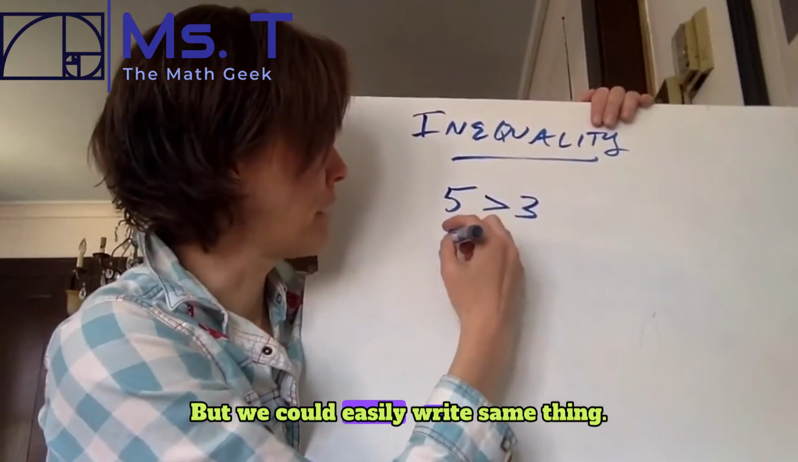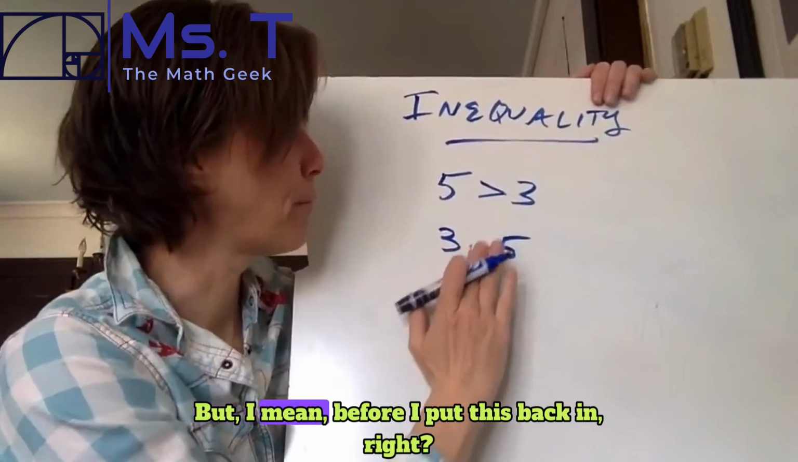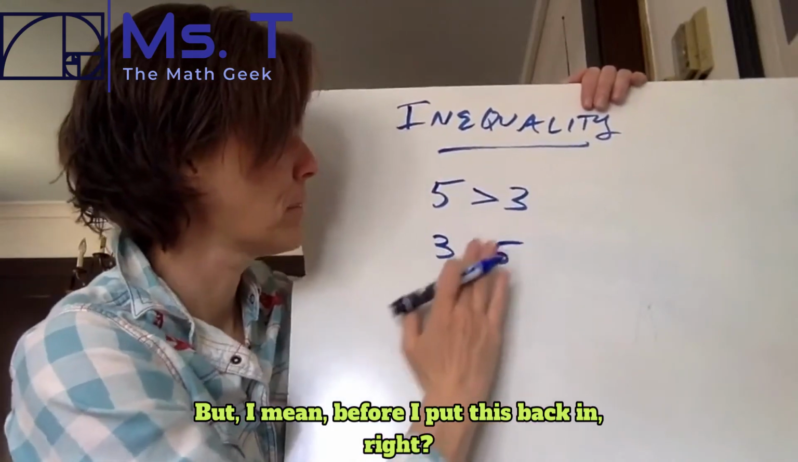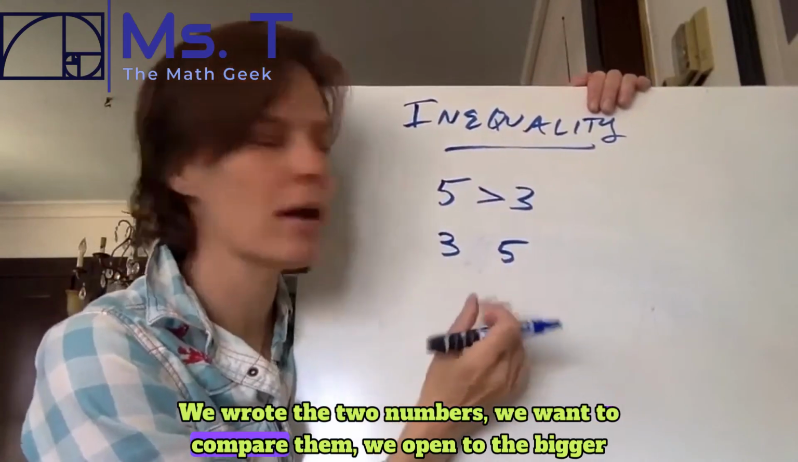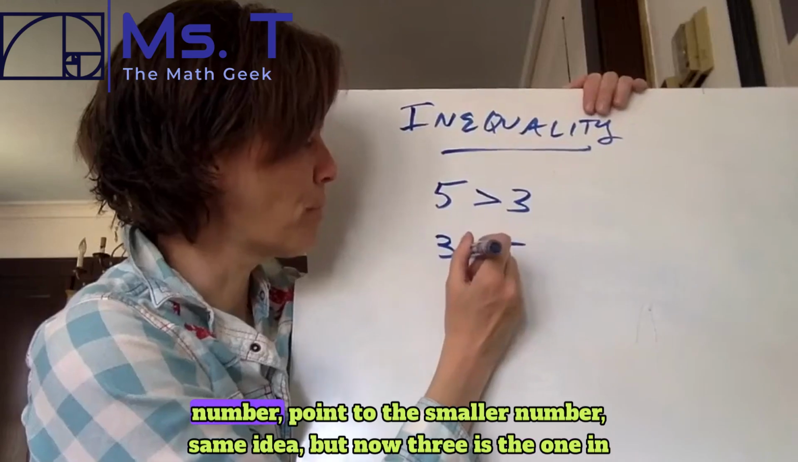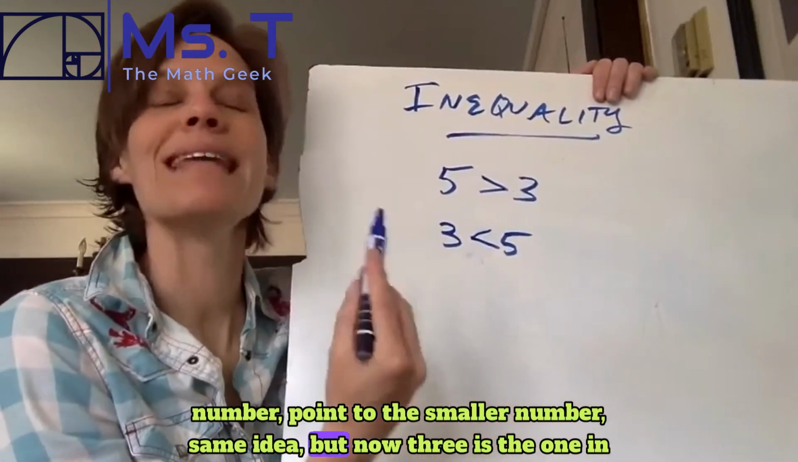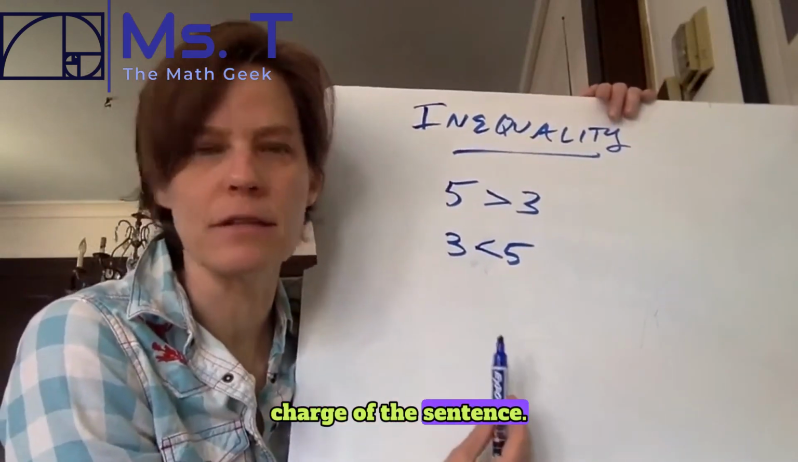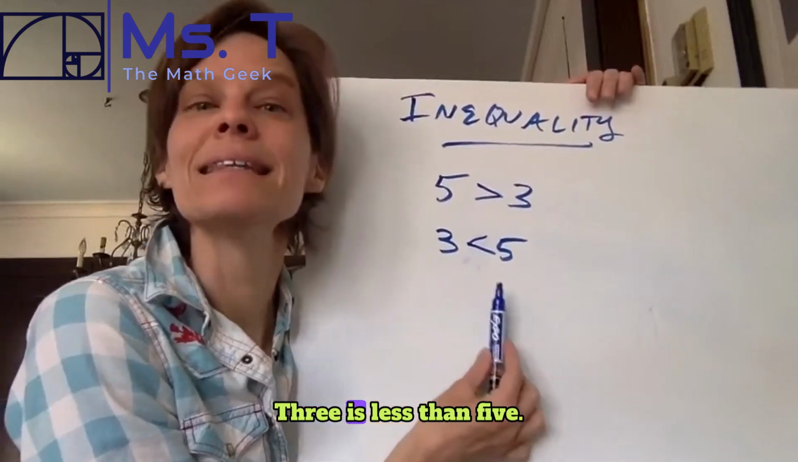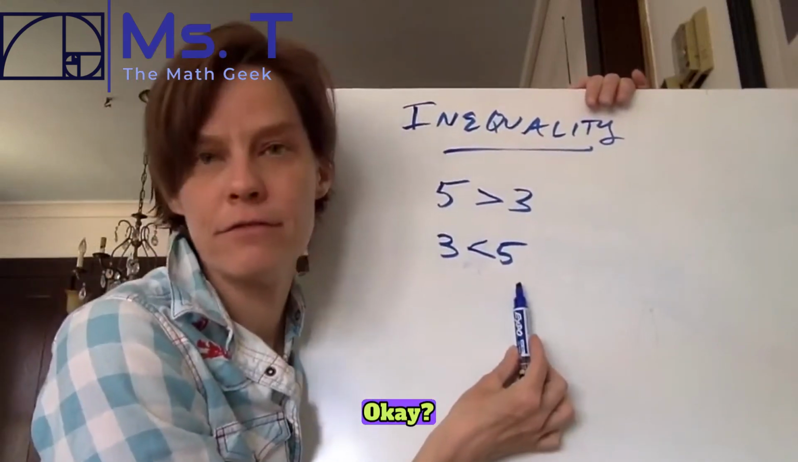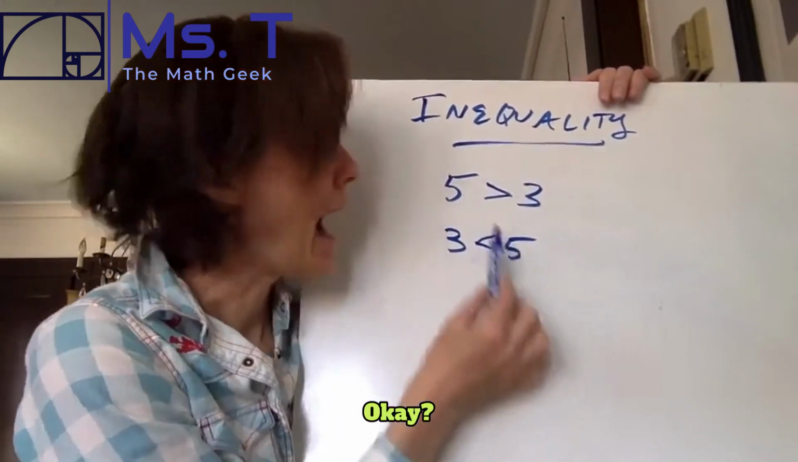But we could easily write the same thing differently. We wrote the two numbers, we want to compare them. We open to the bigger number, point to the smaller number, same idea, but now 3 is the one in charge of the sentence. 3 is less than 5. Okay? I don't care.